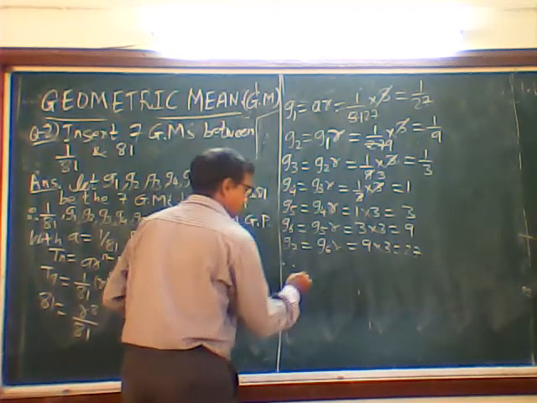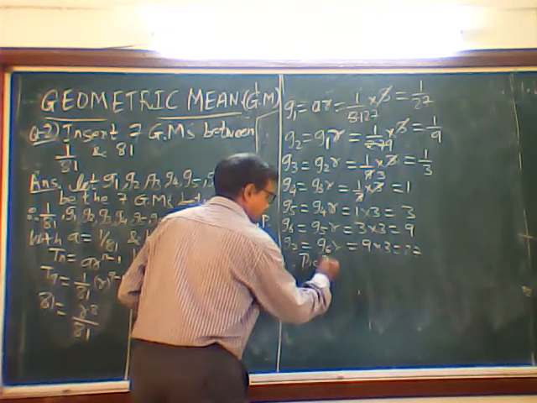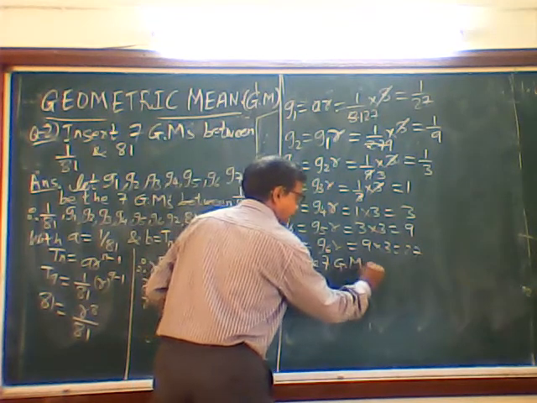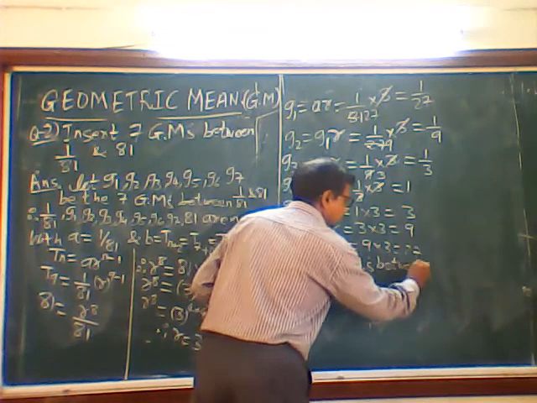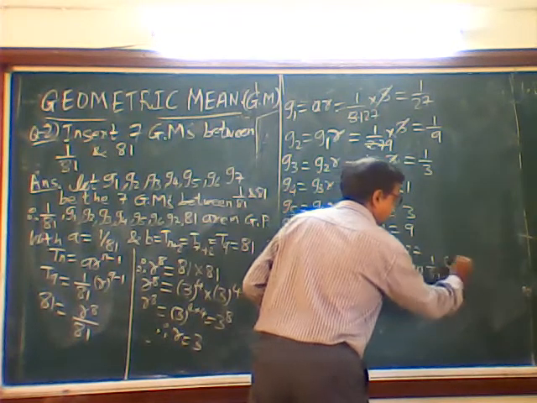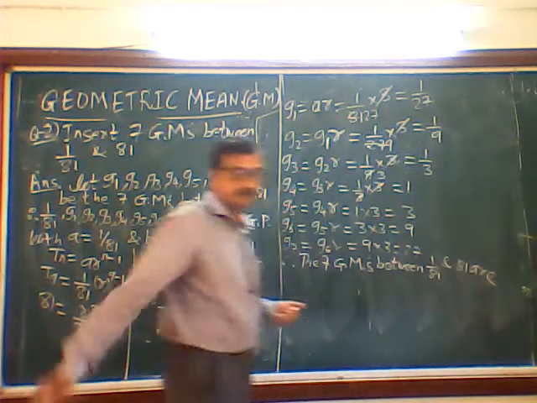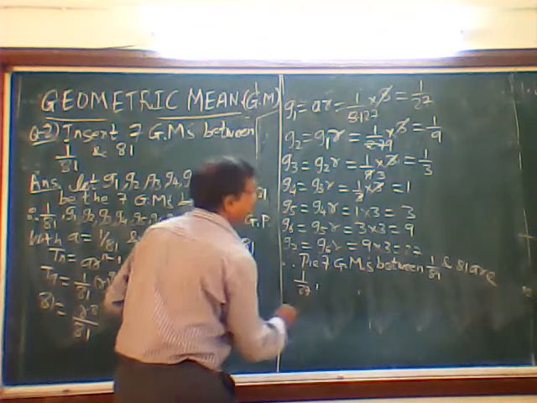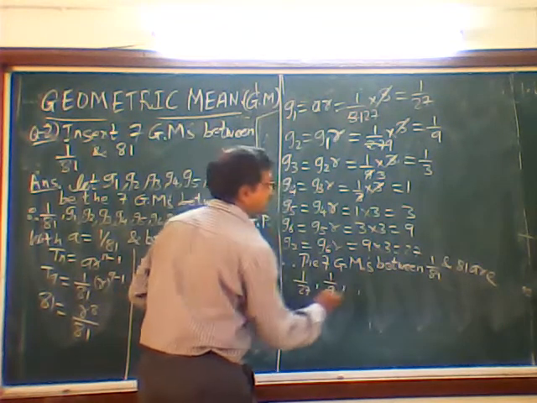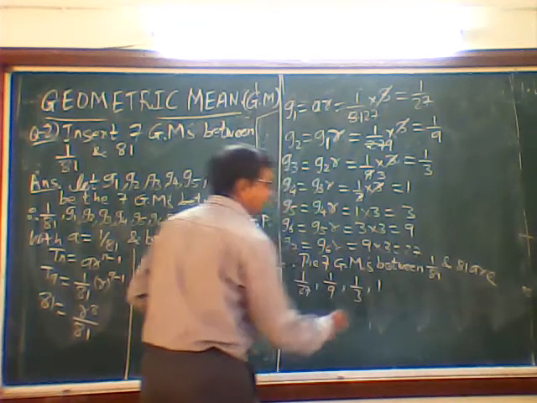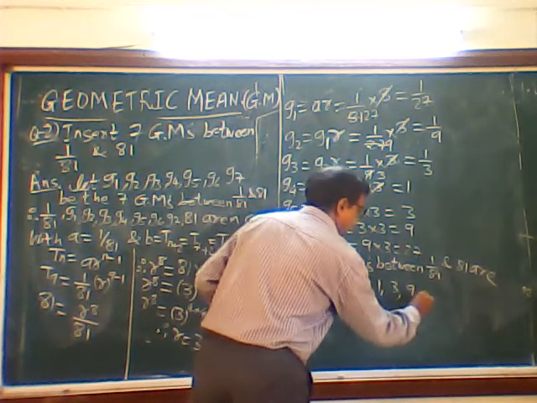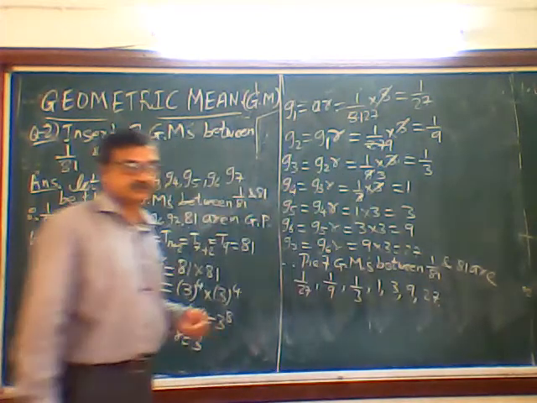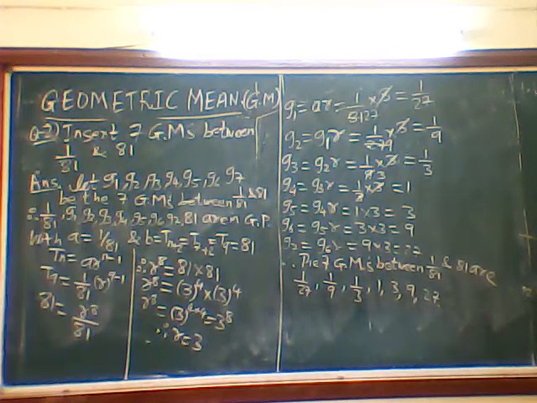Therefore, what? The 7 geometric means between 1 upon 81 and 81R, between 1 upon 81 and 81R, are 1 upon 27, 1 upon 9, 1 upon 3, 1, 3, 9, 27. This is done. Okay? These are the two problems.